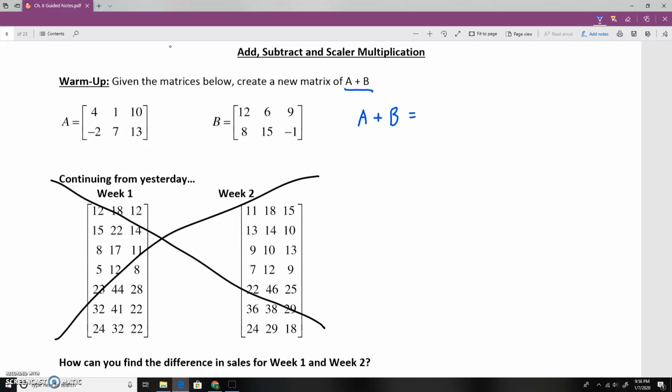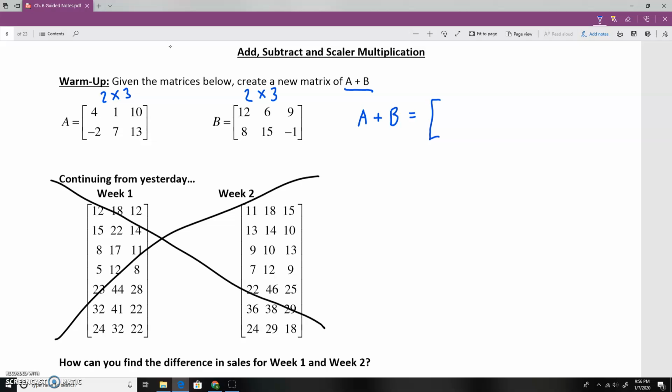plus capital B. Well, first off, to add two matrices, I have to make sure that they are the same order, same size. Remember it goes rows by columns. A has 2 rows and 3 columns. B has 2 rows and 3 columns. They have the same size, so I can add them.